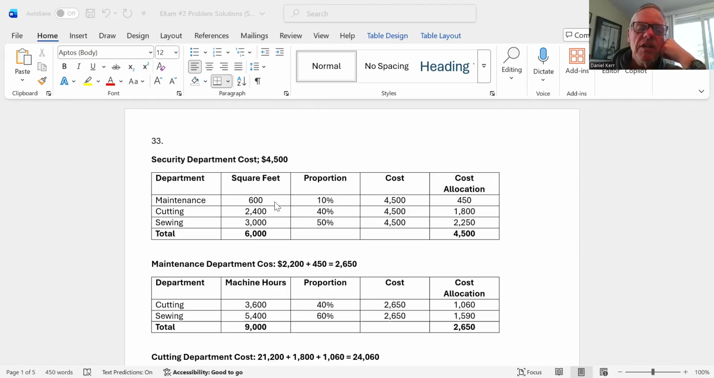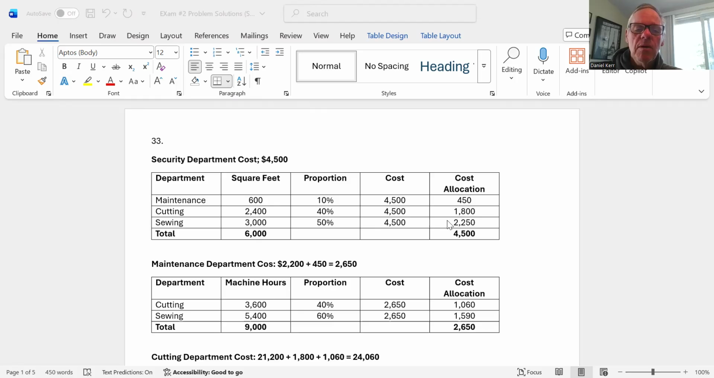So under the sequential method, sometimes called the step-down method, you start with the largest cost of the support departments and you allocate that to other support departments and the production department. So 6,000 square feet was the total amount that you had to allocate. So security department allocation of the cost is 4,500. So it's 10% of maintenance, 40% of cutting, 50% of sewing, all on the basis of square feet. The cost that you're allocating is 4,500. So you allocate 4,500 worth of costs. Here's the cost allocations.